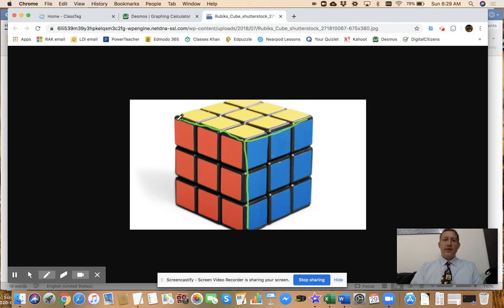Well, if I want to find the volume, I'll do 3 times 3 times 3, all 3 dimensions. And that will tell me the volume. It also just happens to tell us how many little cubes are in here.